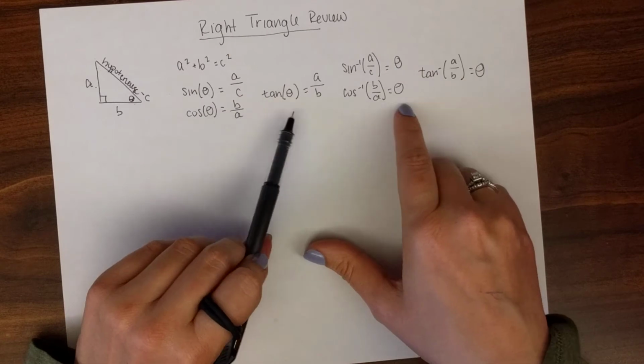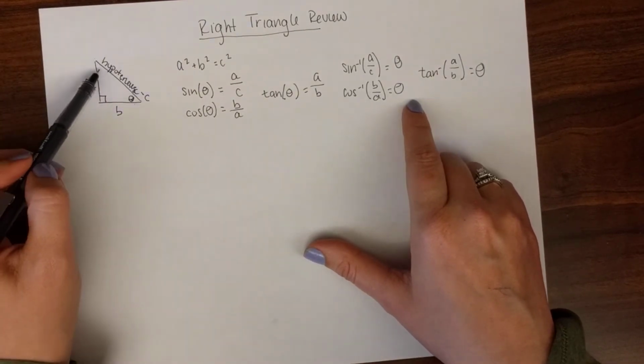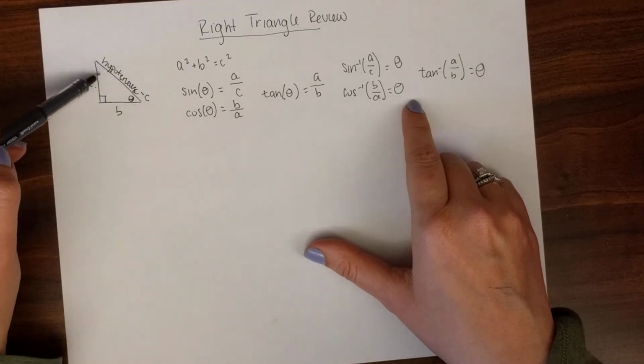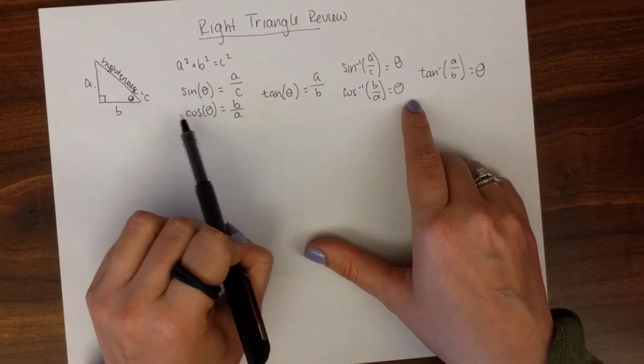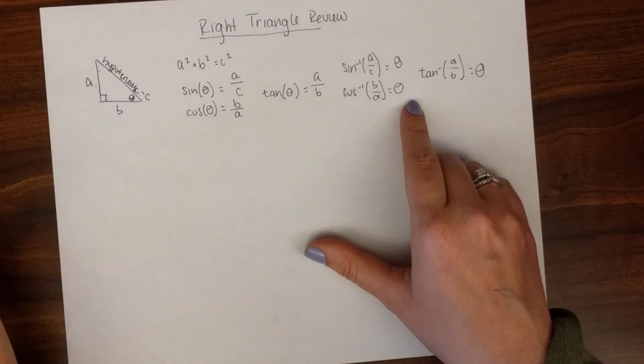And all these properties here can be done with other angles too, right? So we could have done it with this angle over here. And in this case, if we're solving for this angle, our sine would be opposite over hypotenuse, which would be B over C. So it really depends on what angle you're analyzing.